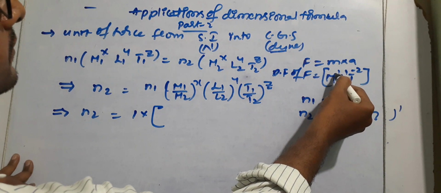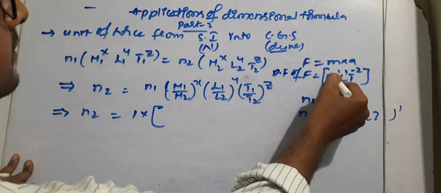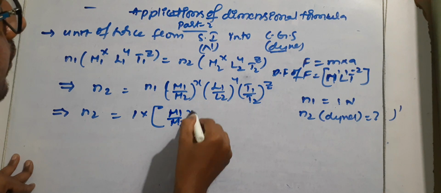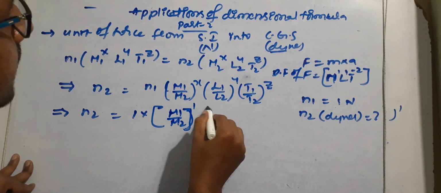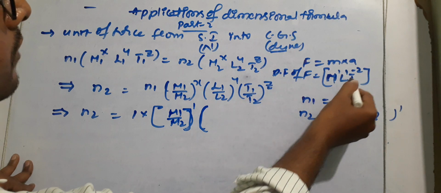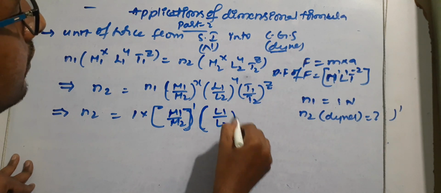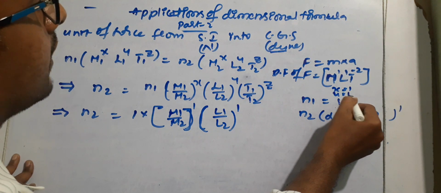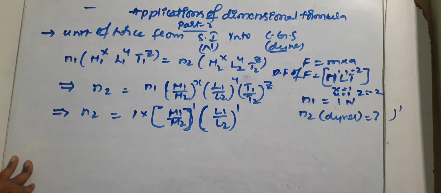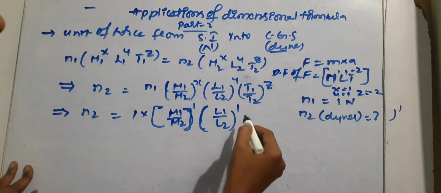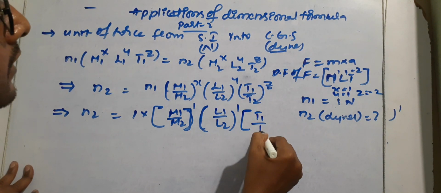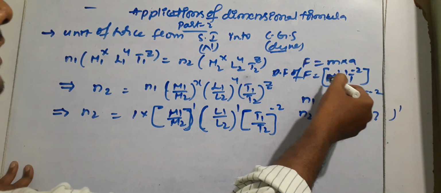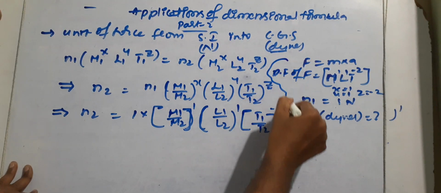So now N2 is equal to N1, given as 1 newton, and in the case of force, M1 by M2 whole power 1, L1 by L2 whole power 1. This means that here x is 1, y is 1 and z is minus 2 from the dimensional formula of force. Then T1 by T2 whole power minus 2. So from the dimensional formula of force we can write like this.